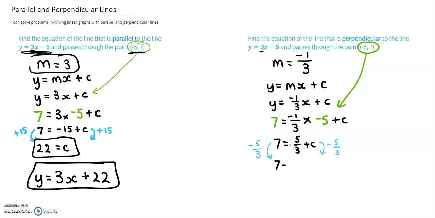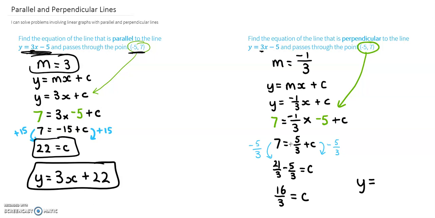So we're going to say, okay, 7, and I'm going to rewrite that 7 as a fraction because I'm subtracting a fraction. So 7 is the same thing as 21 over 3, and we're taking away 5 over 3. It's going to make it easier for me to find our c. So 21 take away 5 gives me 16. So that's my c. And now I can get my final equation.